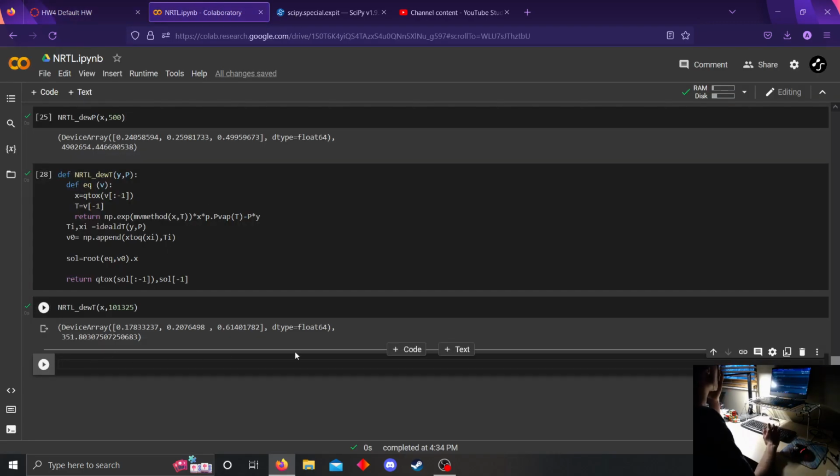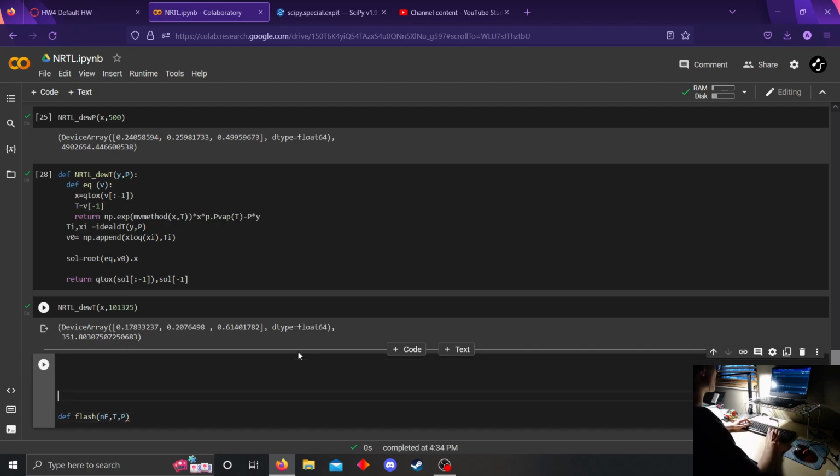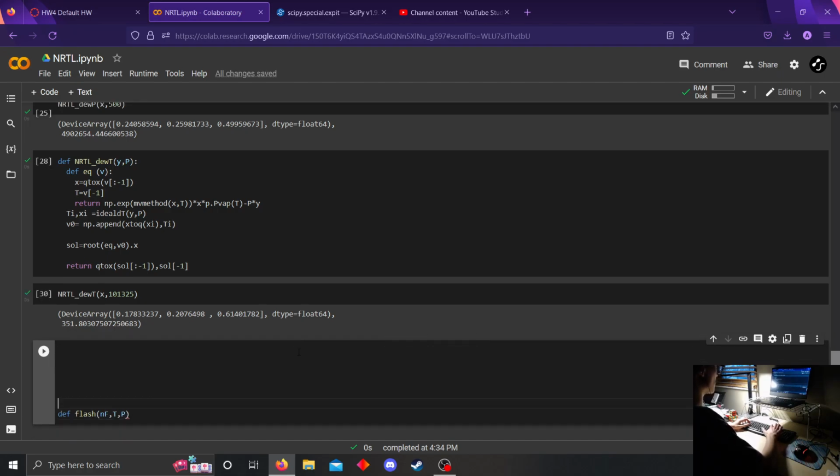Okay, so we're just going to go ahead and get right in. The idea here is we're going to have a function, and we're going to call it flash. We're going to need temperature and pressure for this flash, which are specified. And we're also probably going to need a feed condition here. So we're going to back up a second here.